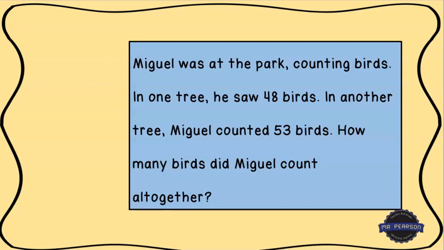Okay, let's read that one more time. It says, Miguel was at the park counting birds. In one tree, he saw 48 birds. In another tree, Miguel counted 53 birds. How many birds did Miguel count all together?